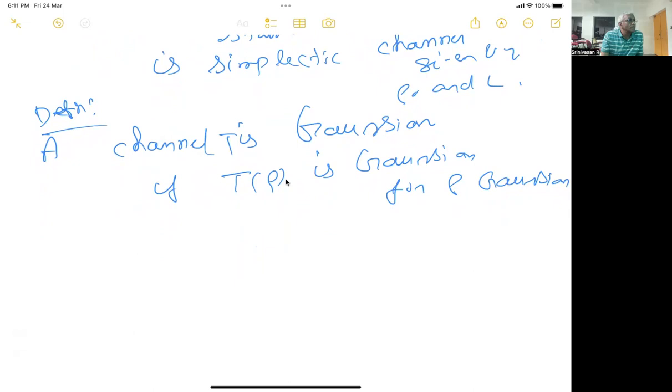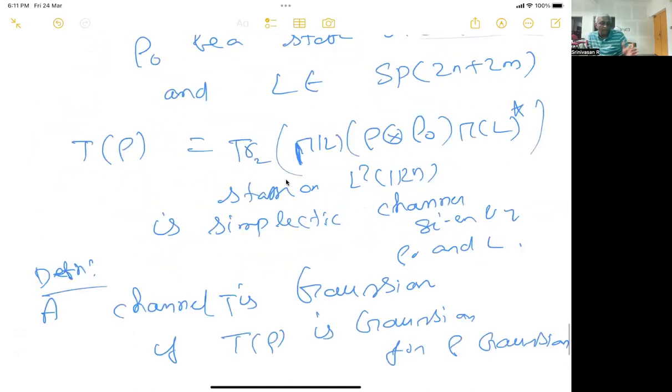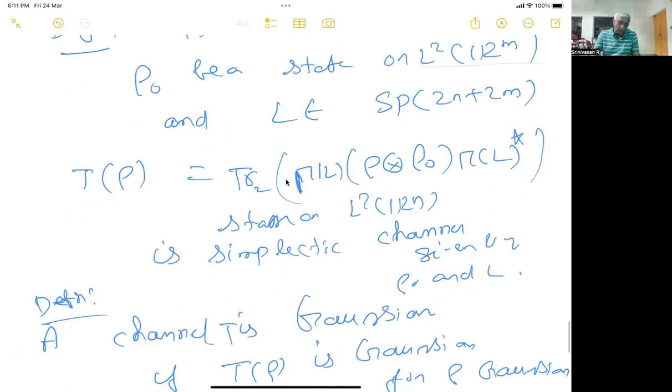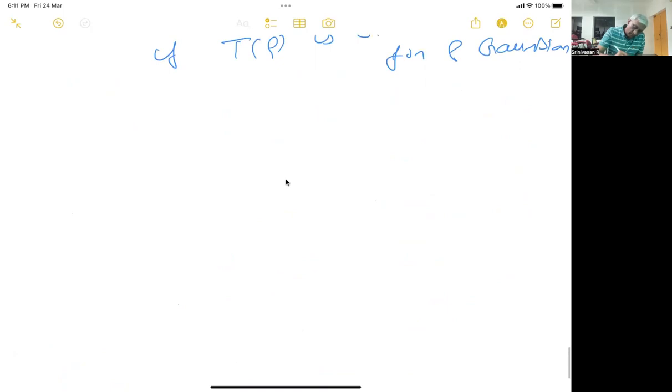So now we can replace this C. We have already seen that we have some M, and on that M, we have a state rho naught. Now we know that any Gaussian state can be purified. It is a pure state on L2 of Rm. See, rho naught can be purified.